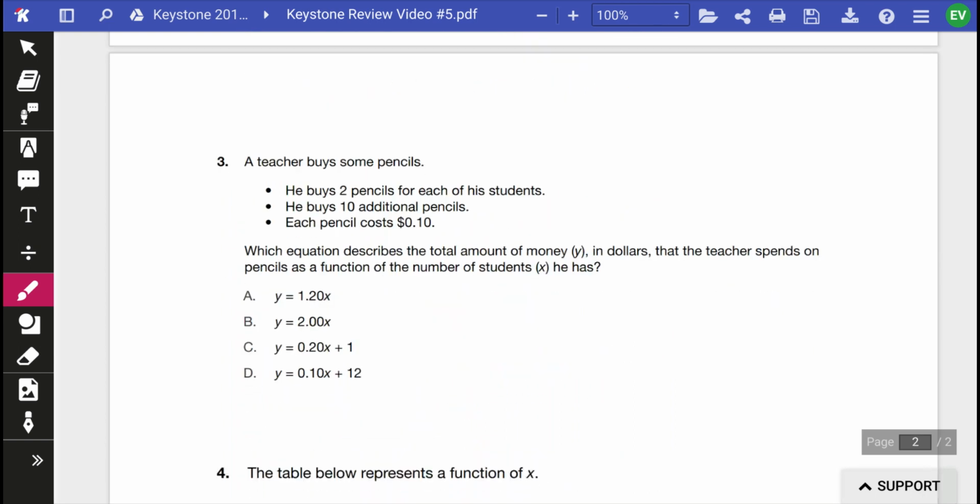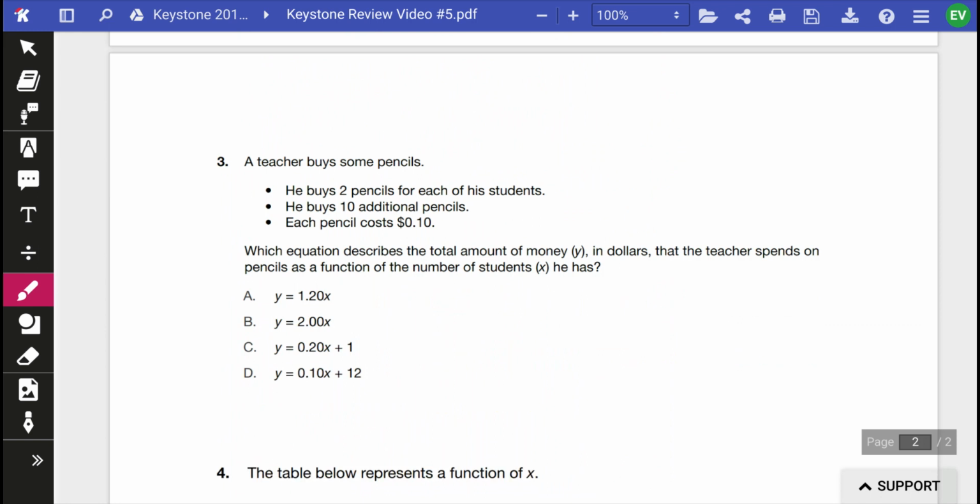Question number 3. A teacher buys some pencils. He buys 2 pencils for each of his students. He buys 10 additional pencils. Each pencil costs 10 cents. How long do you think those pencils are going to last?